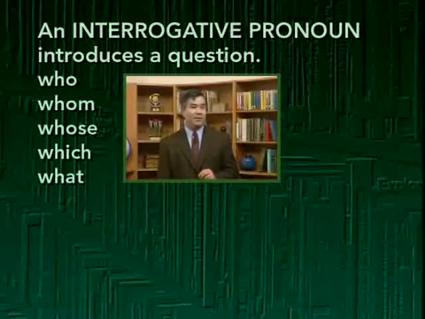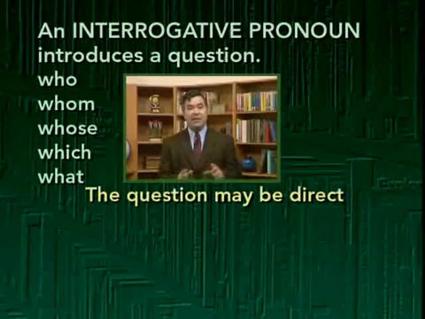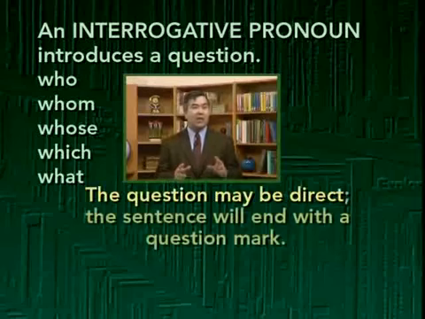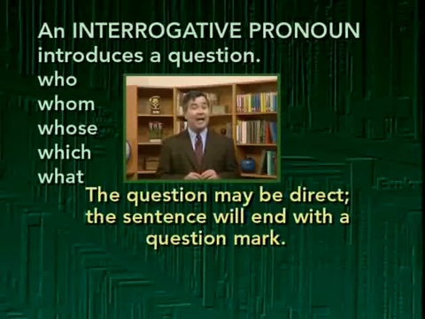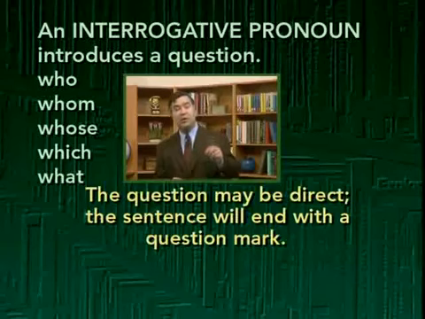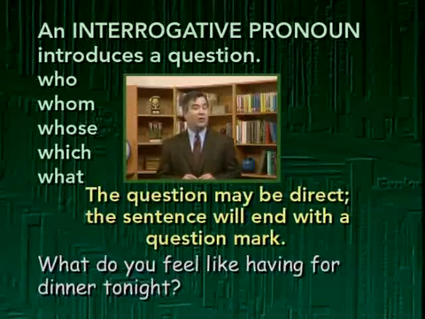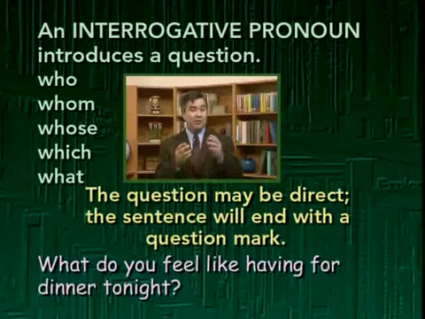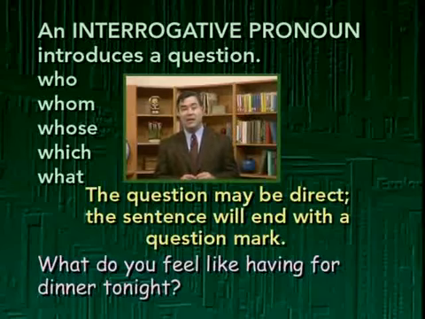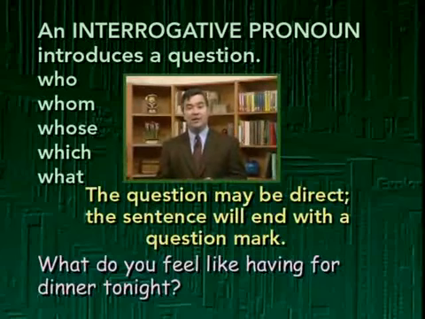Now, the question that the interrogative pronoun introduces may be a direct question, in which case the sentence will end with a question mark, and the question is being asked directly of you, the person that hears the sentence. Here's an example. What do you feel like having for dinner tonight? This sentence ends with a question mark. It's asking a question of you, the person who hears the sentence, and notice that it begins with the interrogative pronoun what.